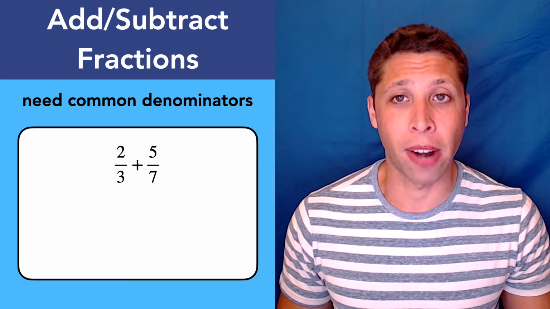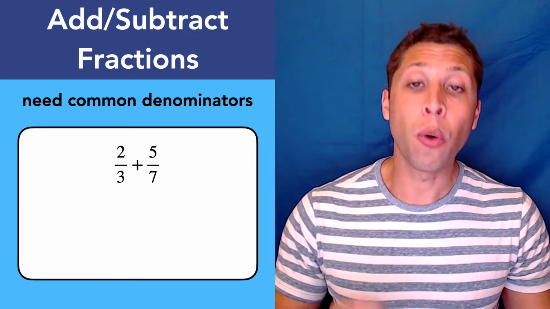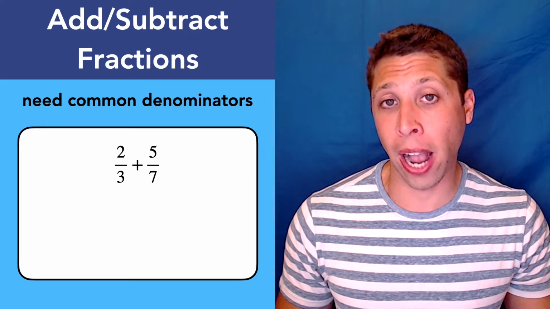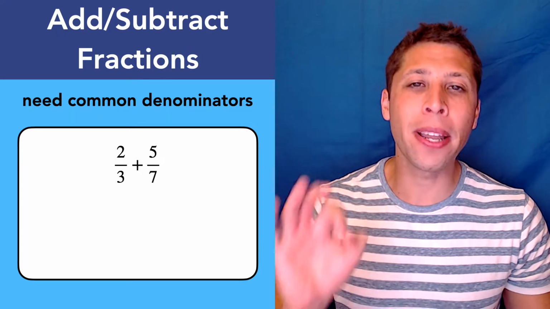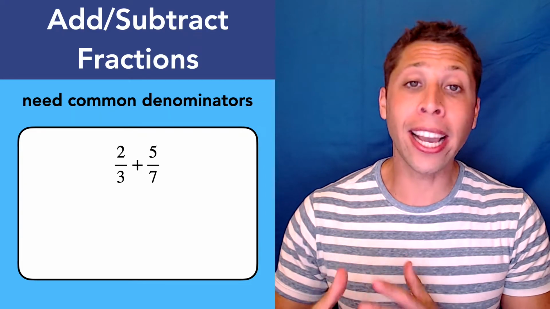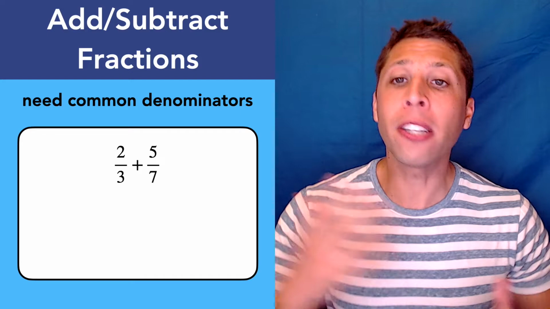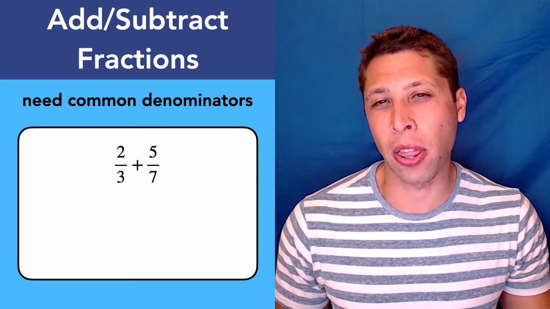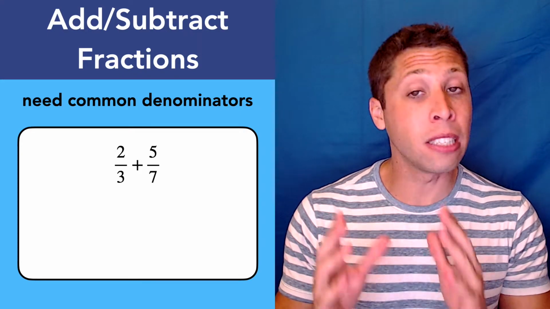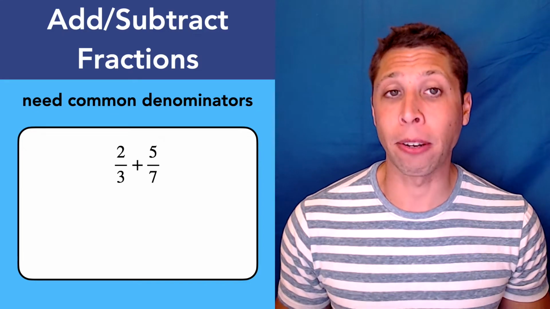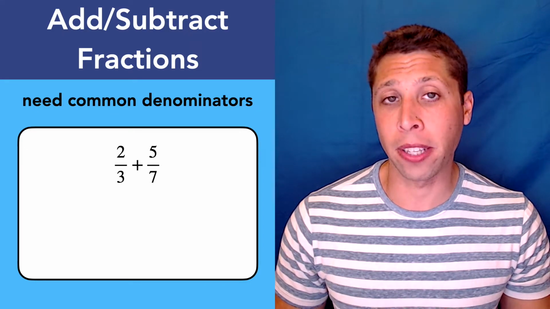adding and subtracting fractions. In most cases, we won't be able to quickly add or subtract because we first need to get common denominators. You can't add 2/3 and 5/7 because thirds and sevenths are just completely different things. We need a number that is divisible by both 3 and 7. 21 is our magic number in this case.